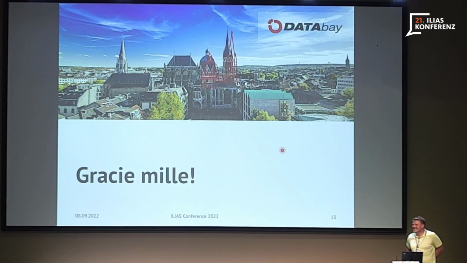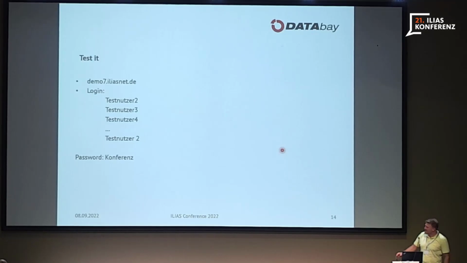Okay, is there any other question for Sebastian? Okay, fine. If you would like to test it, here is a temporary account. You can go to demo 7 and use those test users. The login is always testnutzer 2 up to testnutzer 20, and the password is always conference. Okay, thank you. Fantastic. Thank you very much, Roberto.